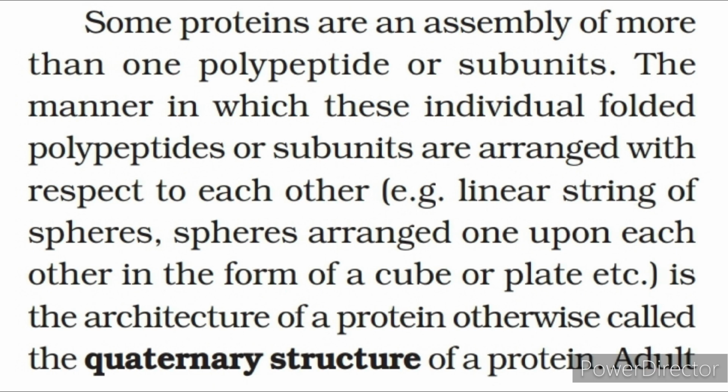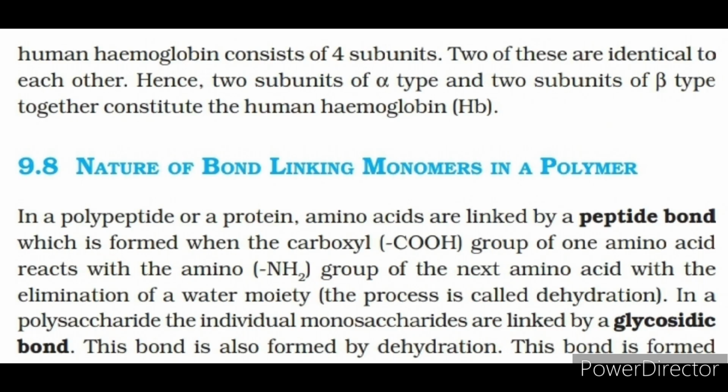Some proteins are an assembly of more than one polypeptide or subunits. The manner in which these individual folded polypeptides or subunits are arranged with respect to each other, e.g., linear string of spheres, spheres arranged one upon each other in the form of a cube or plate, etc., is the architecture of a protein, otherwise called the quaternary structure of a protein. Adult human hemoglobin consists of 4 subunits. 2 of these are identical to each other. Hence, 2 subunits of alpha type and 2 subunits of beta type together constitute the human hemoglobin, Hb.